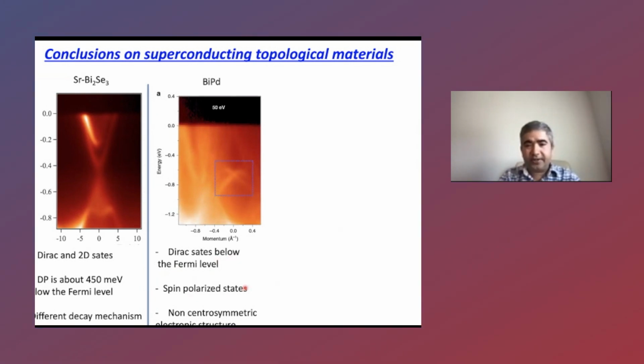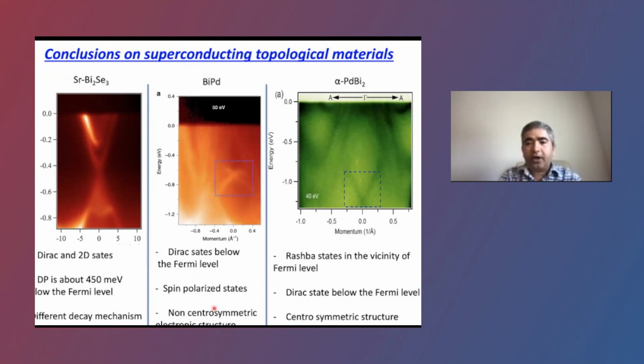Spin polarized state is a non-centrosymmetric electronic structure. And in alpha PdBi2, the Rashba state is in the vicinity of the Fermi level, and the Dirac state is below the Fermi level, but it has a centrosymmetric structure.